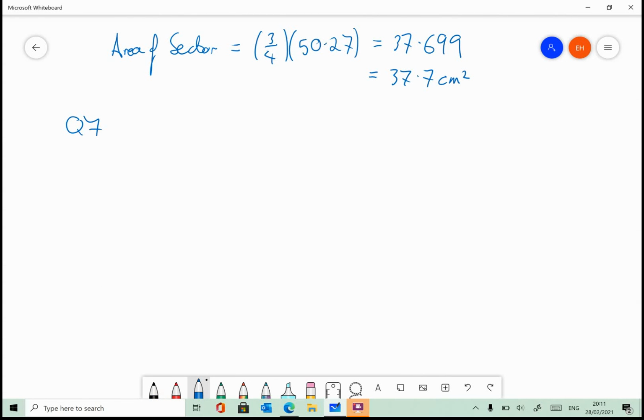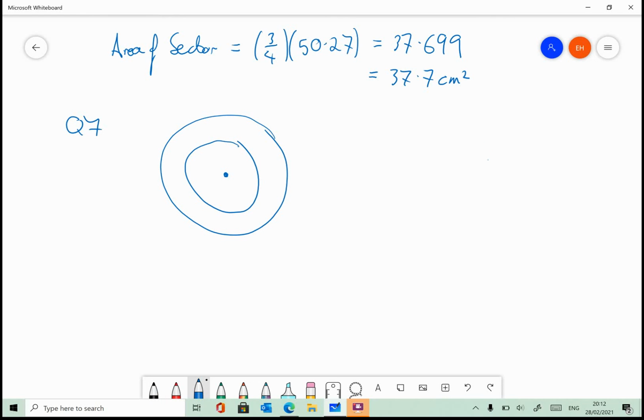Now we're going to take a look at question 7. Calculate the area colored blue. We have a circle, and another circle inside that circle. The word that describes these two circles is concentric, a really nice word. A circle within another circle, where the centers of each circle line up.